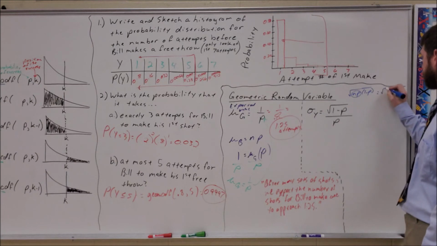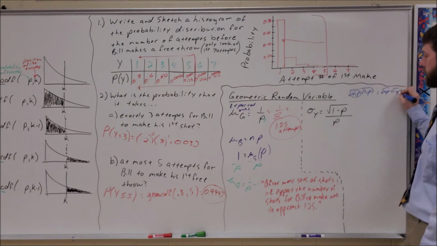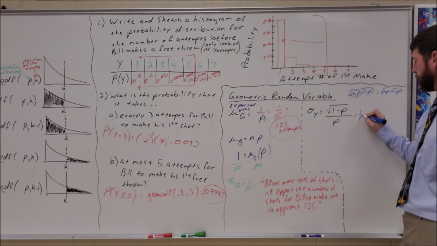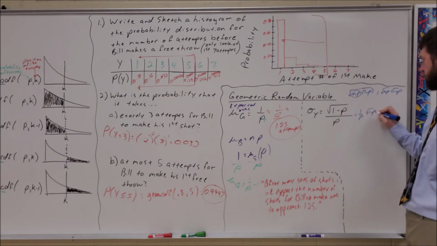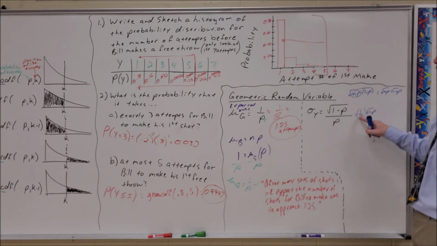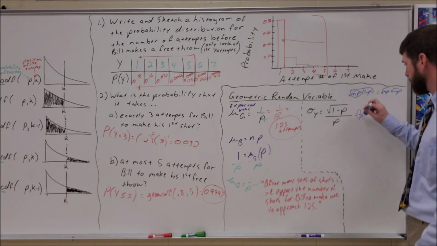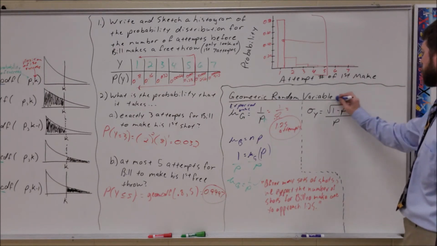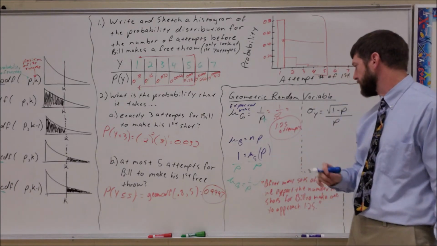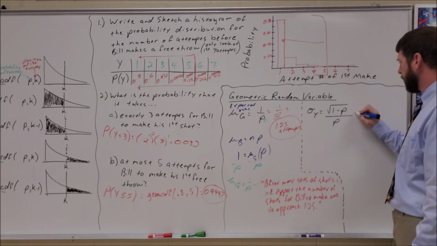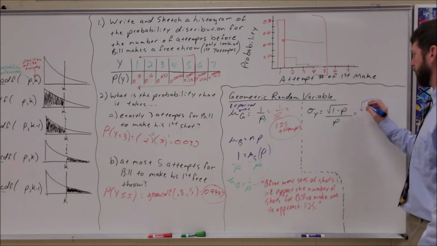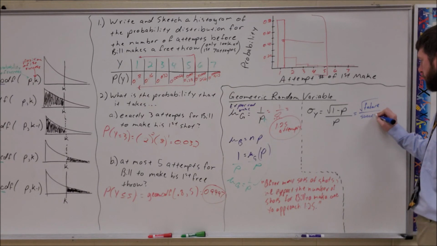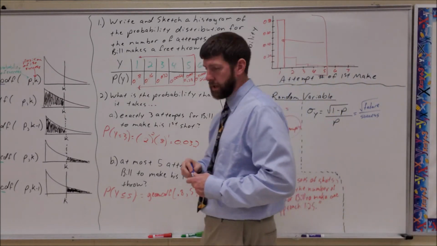Because if I think of this as square root of np times square root of 1 minus p for a binomial, well, this is almost like 1 over p times square root of 1 minus p. So this is almost like expected value times square root of 1 minus p. So very similar to that relationship with the binomials. Not the exact same, but very similar. But really it comes down to square root of failure divided by success.